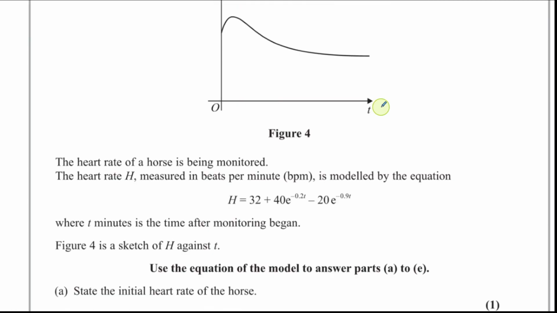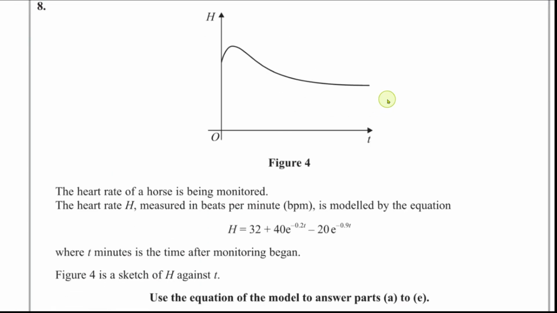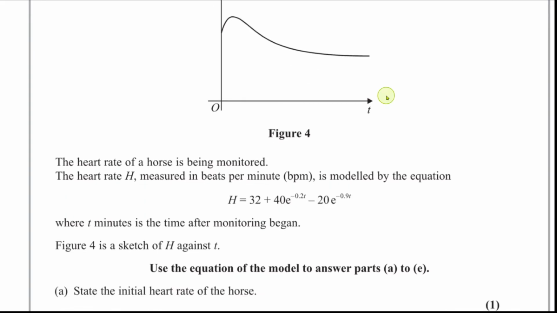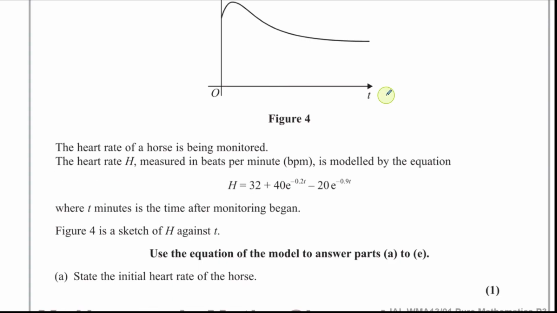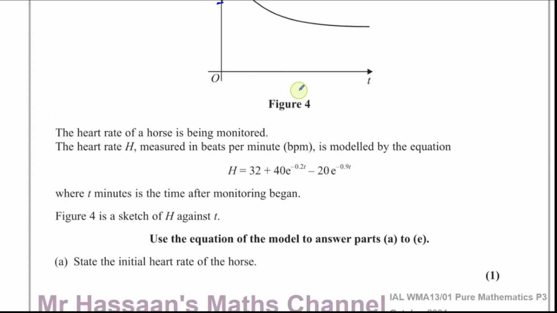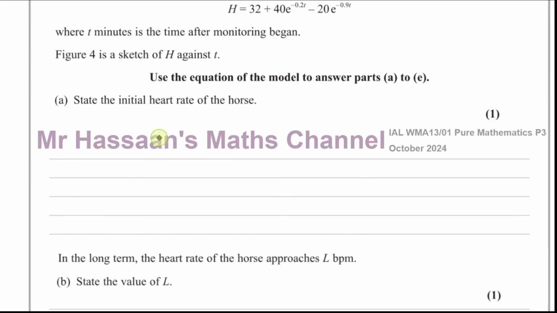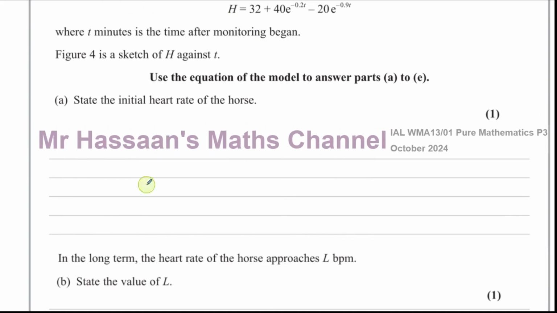So it says figure 4 is a sketch of H against t. Use the equation of the model to answer parts A to E. State the initial heart rate of the horse. The initial heart rate would be the value when time is 0, so it can be found by just replacing t with 0 in our equation.